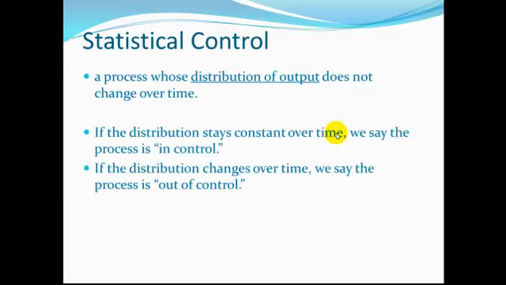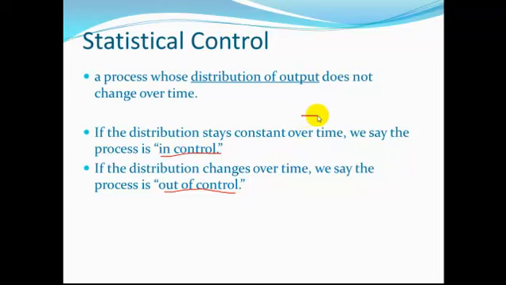There's two phrases. If the distribution stays constant over time, we say the process is in control, a phrase you need to know. If it changes, we say it's out of control. We're talking about the distribution. We're not talking about the output itself.